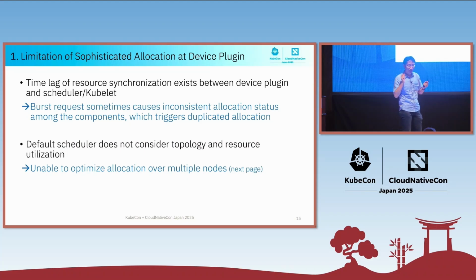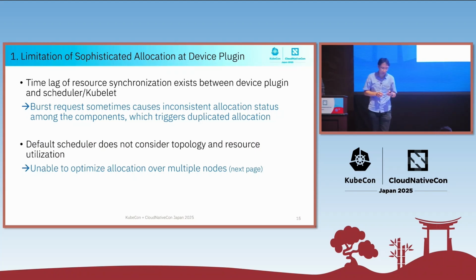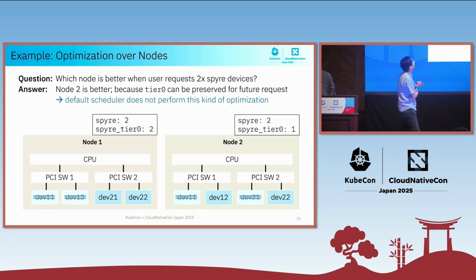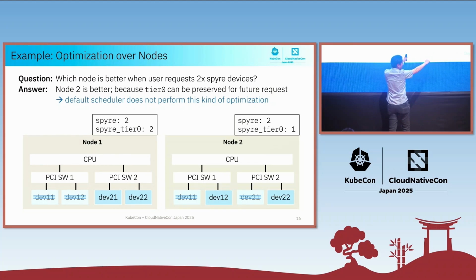So when user throws many requests at a time, then it triggers duplicated allocation data issue. And another challenge is that the default scheduler does not consider topology or the resource and the utilization. So let me use another example. Here, there are two nodes. One has two remaining devices, which are tier 0 relationship, and another node has two devices, but they are not a tier 1 relationship.